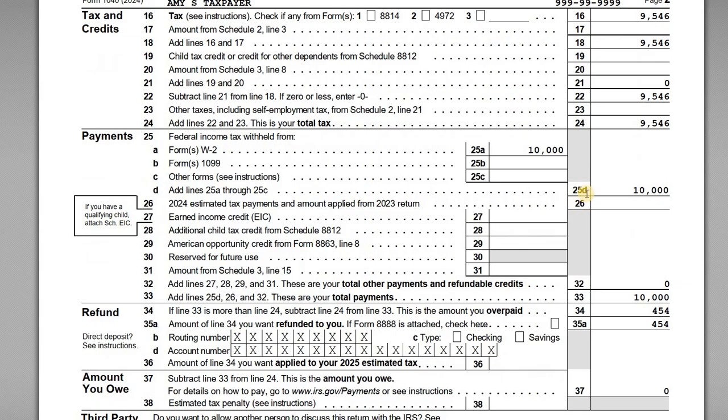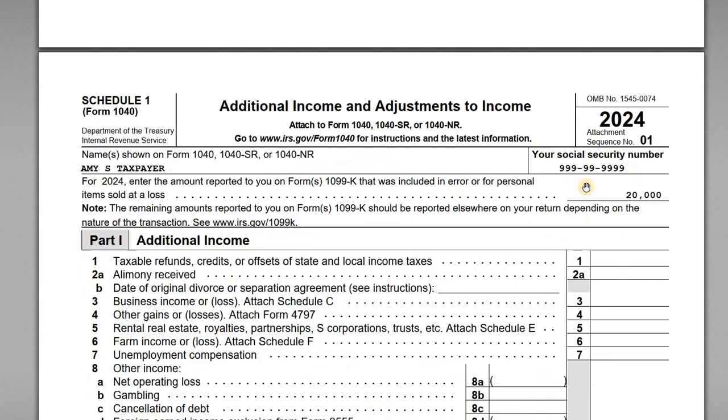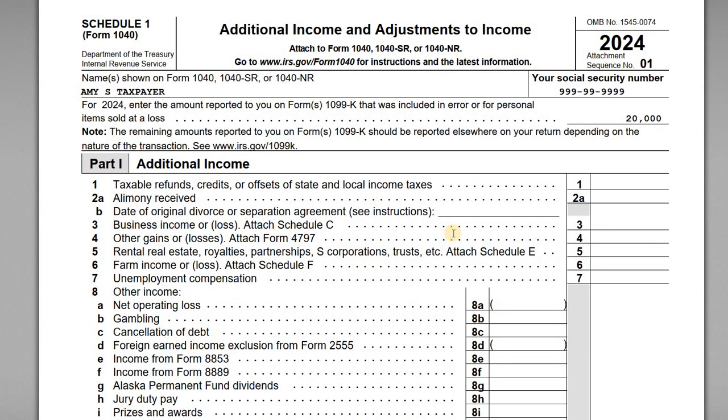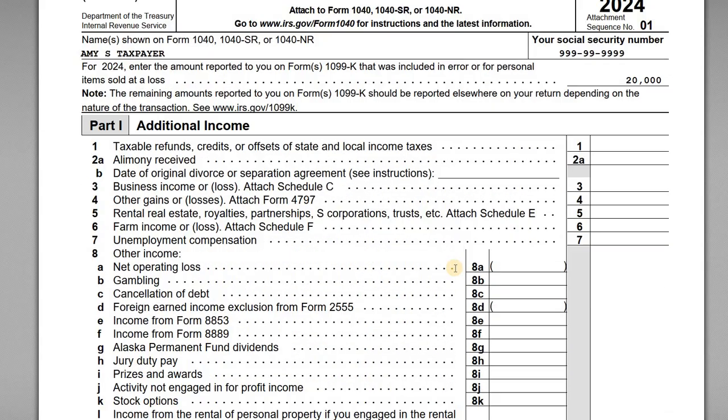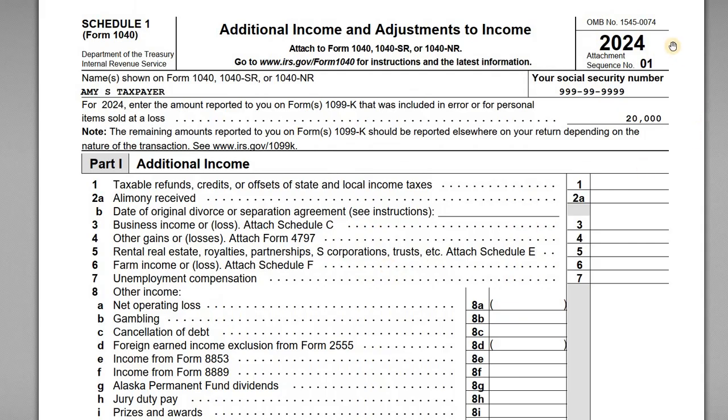All right, so now let's move on. We'll come back to page 2. Let's move on to Schedule 1, where we report additional income and adjustments to income. Part 1 is additional income. Page 2, Part 2 are adjustments to income. If we start at the top here, this is a new change from the 2023 version. At the very top here, they've added this line item, or two line items.